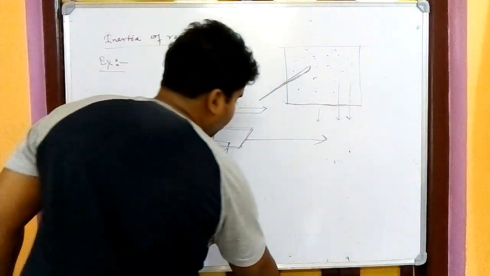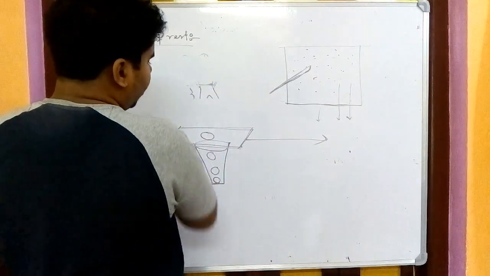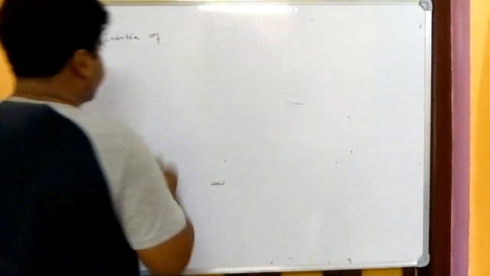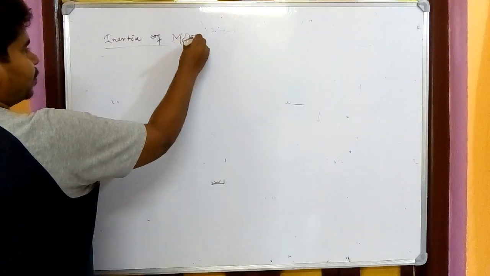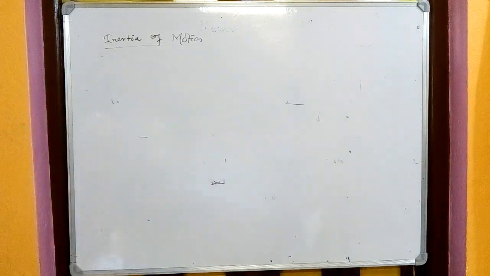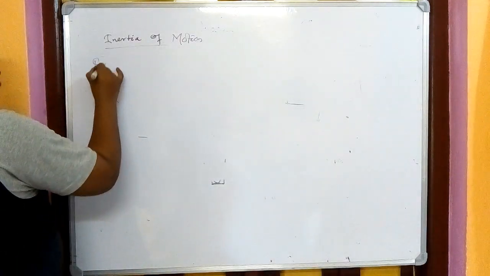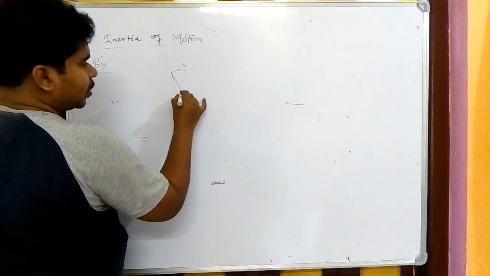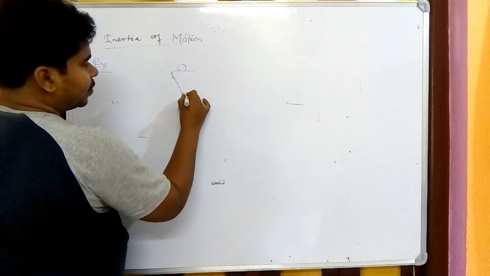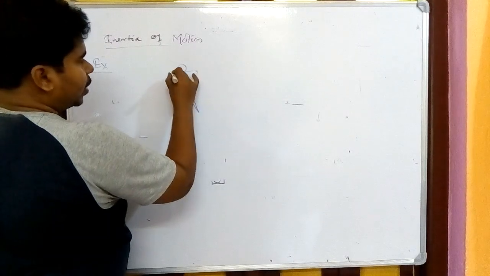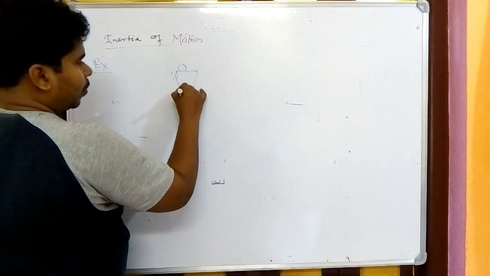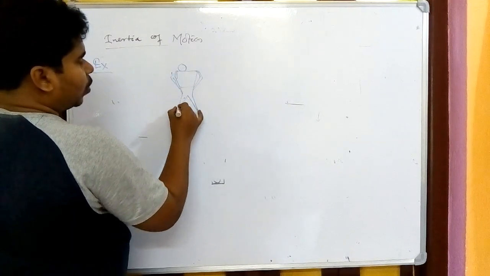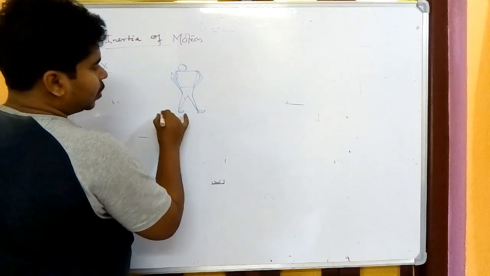Coming to inertia of motion, it is also very interesting. Here also we have to see some examples. Inertia of motion, example number 1. Similarly, when a train or a bus or a car suddenly applies the brake, then all of us fall in the forward direction. Why?